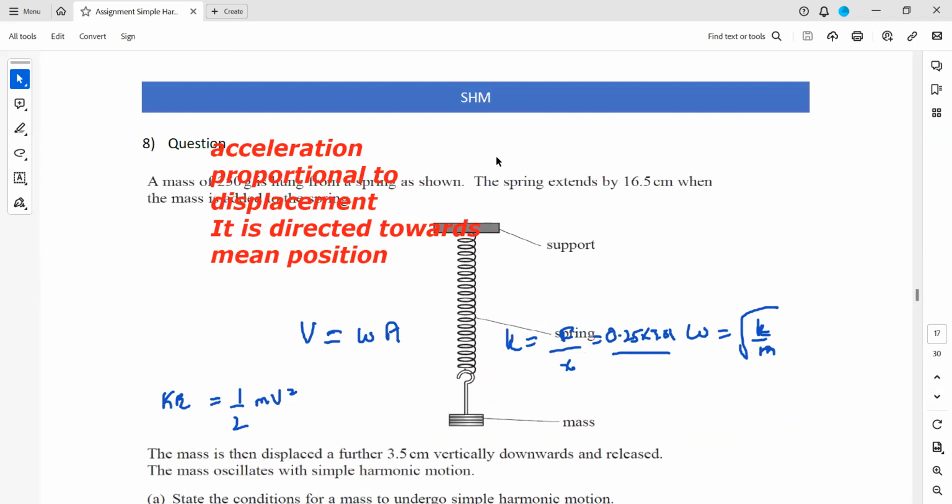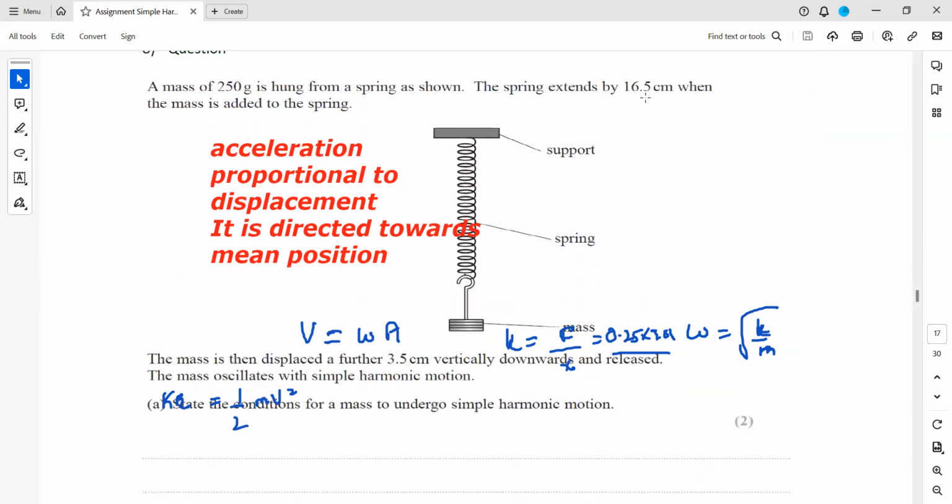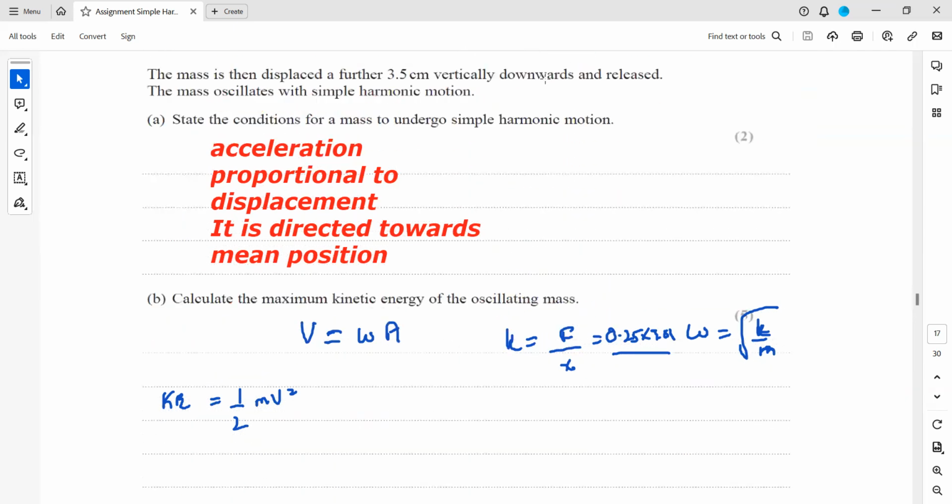The spring extends 16.5 when this load is added. So what is the extension here? 16.5 centimeter. We convert that into meter, which is 0.165. So this will give us a value for K, which is 14.9 Newton per meter. After getting the value of K, we can find the omega here, because omega is equal to root K divided by M. So omega is equal to root K, which is 14.9.